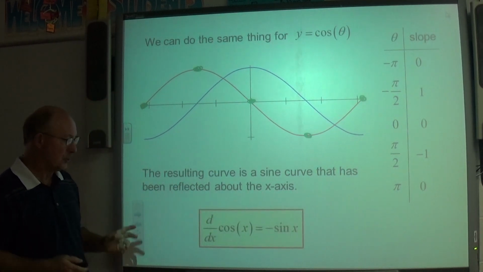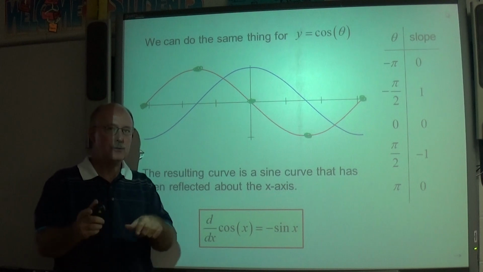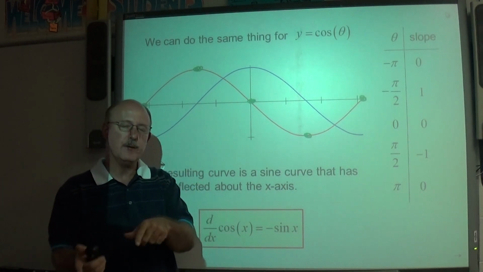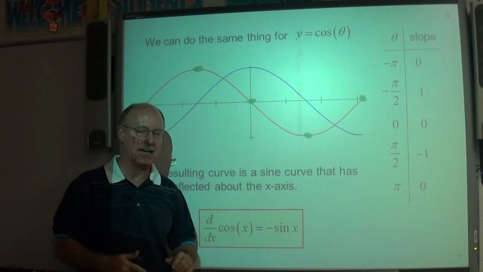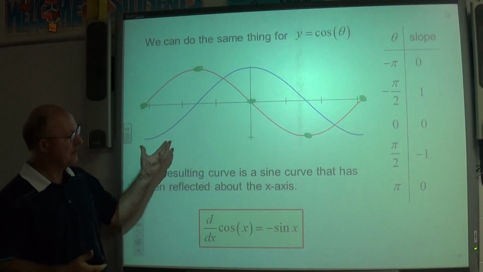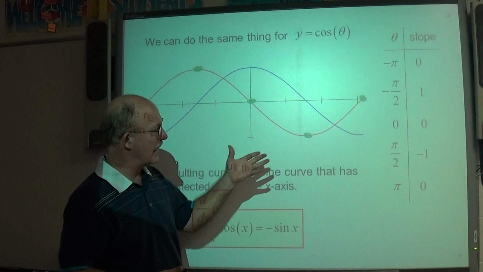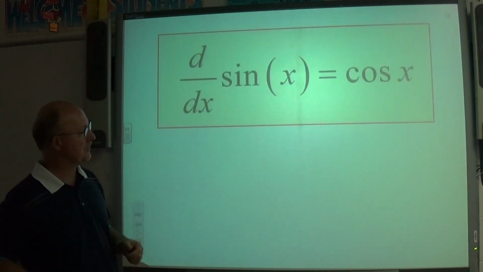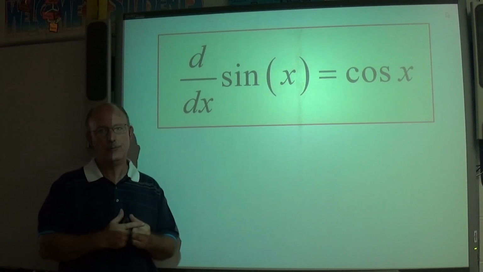So the derivative of cosine is not sine, it's negative sine x. The derivative of sine is cosine, but the derivative of cosine is negative sine. This is just one way to illustrate how we get the derivative of sine and cosine. Let's bring this up on the next slide, nice and big, so everybody can see it.